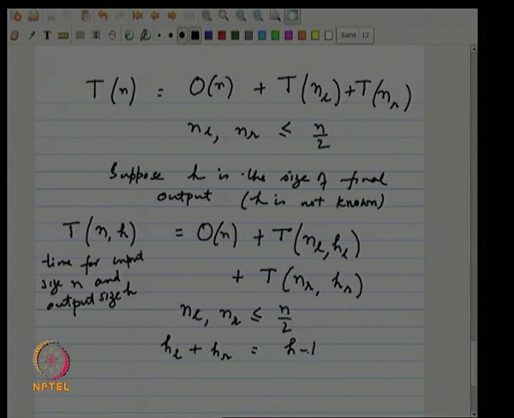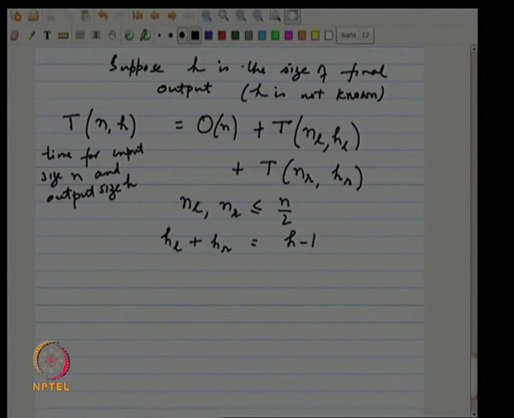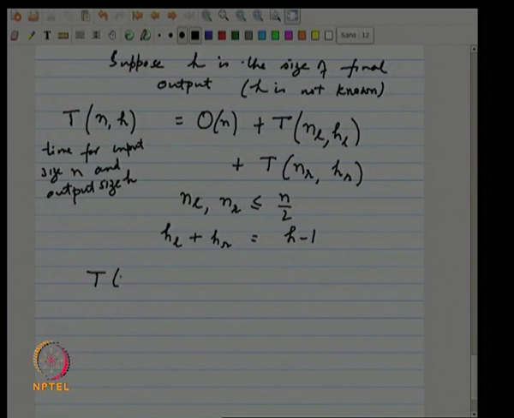Now, this recurrence, I should actually ask you to try to solve this, but I will give you the solution. How you solve this, you take it as an exercise, how one solves such recurrences. The solution to this happens to be n log h. How we are going to verify this, I leave it up to you. You may not have seen such recurrences before.